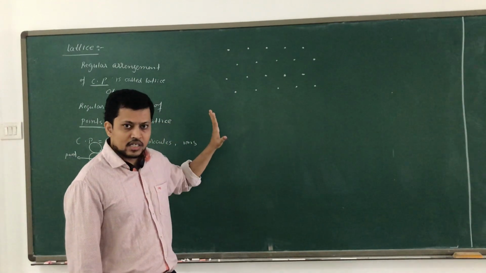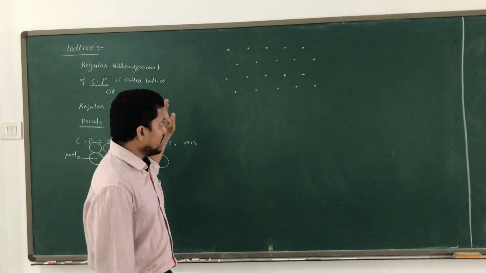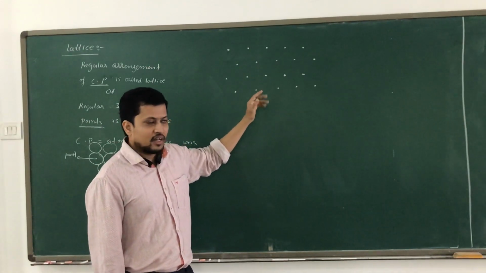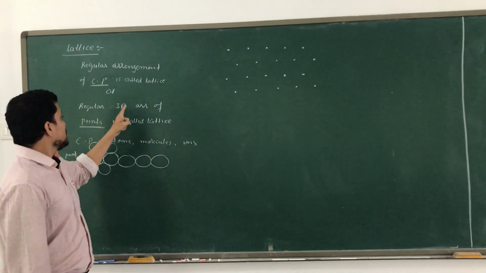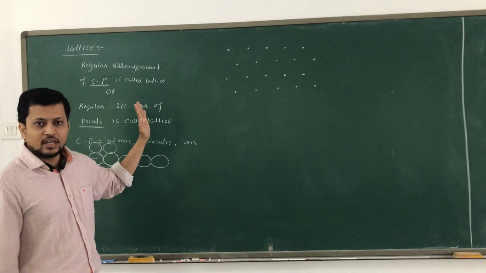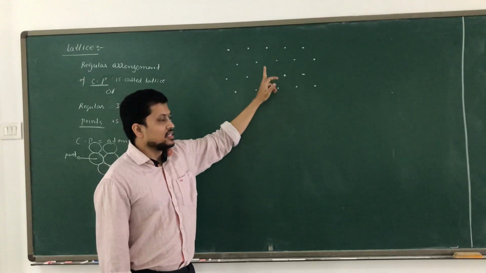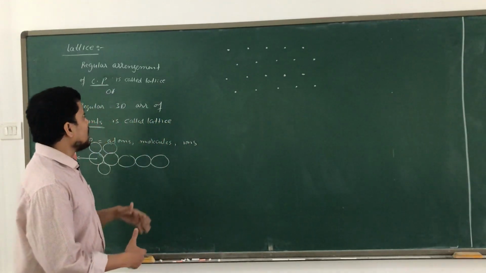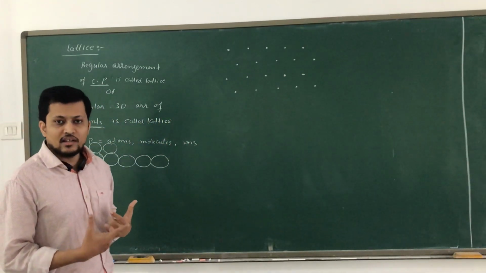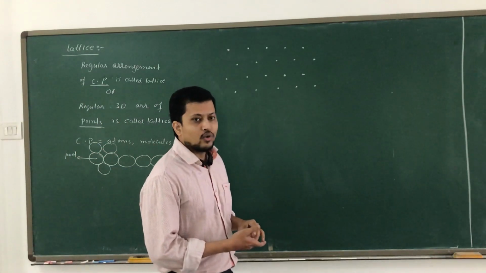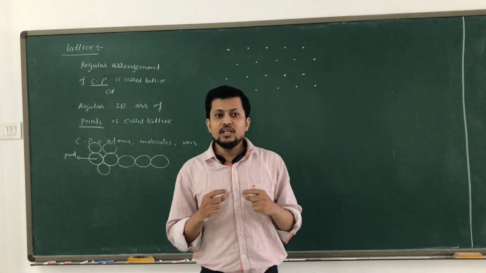So now point, constituent particle, understand. And the regular three-dimensional arrangement of points or constituent particles is called a lattice. So this is the lattice now. Now what is a lattice? After that lattice, what is a unit cell? So that we are going to understand. Unit cell, which is very important over here.